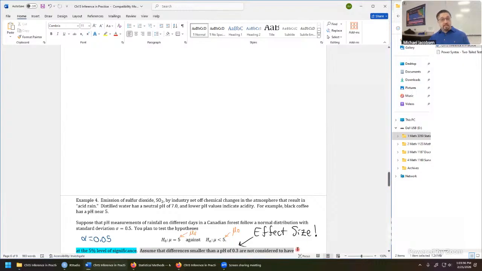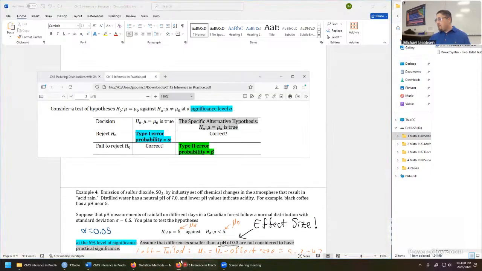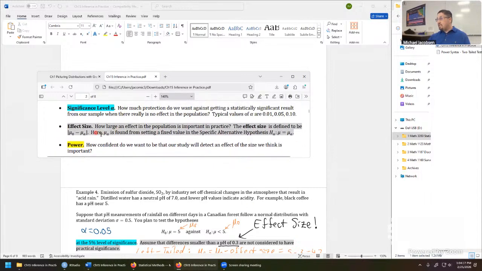The other big thing that they said in this problem is assume differences smaller than a pH of 0.3 are not considered to have practical significance. That's a bold statement as well, but what's going on there is meteorologists, environmental scientists probably all got together to come up with that value, and they were telling us that that's the effect size. That's going to be the value that's as large as possible, 0.3, but still quite small, for which if we can detect something to that degree, we'll have a high power of a test if it's able to make that detection. Difference of as large as 0.3.